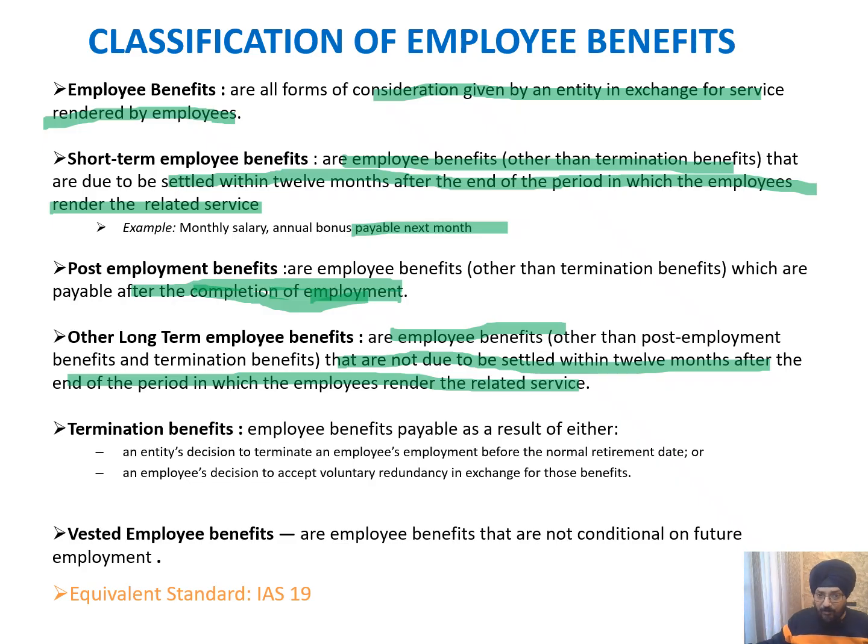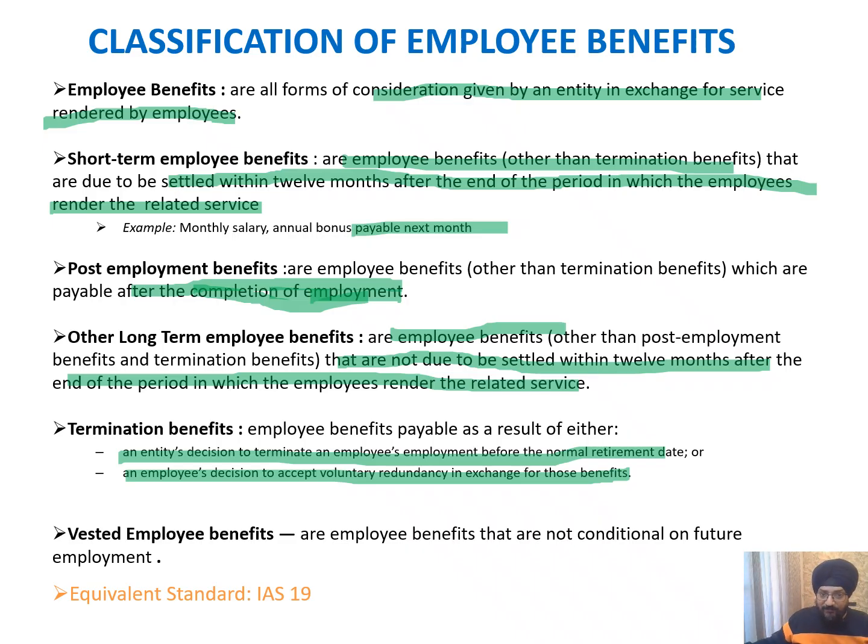Termination benefits are the employee benefit paid as a result of an entity's decision to terminate the employee before the normal retirement, or an employee's decision to accept a voluntary redundancy. So any benefit which is paid to the employee, either the organization wants that employee to get terminated because of some exigencies or certain consideration, or the employee himself has taken a decision to do the voluntary retirement. So these are the payments which are due to be made to the employee as a termination benefit.